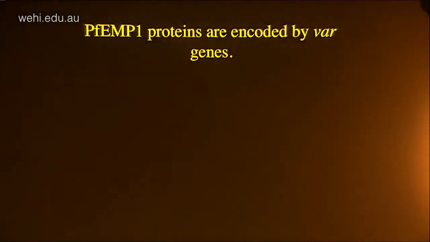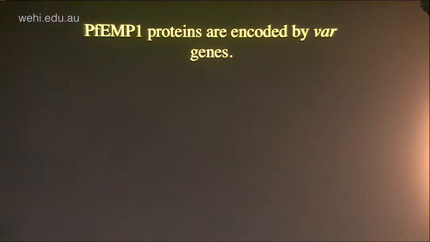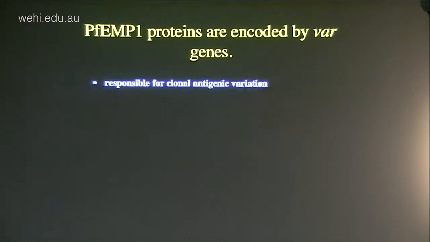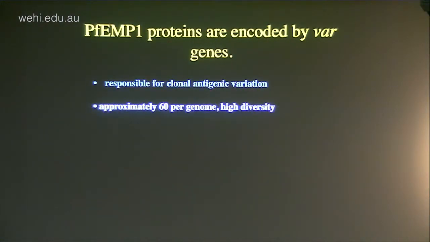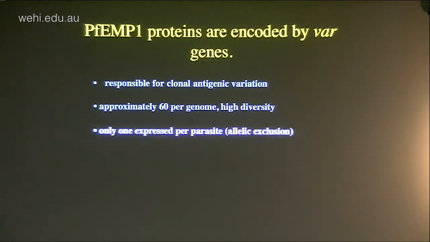So PFMP1 proteins are encoded by VAR genes, VAR for variable. Variable because they're hugely variable. The 60 are really quite distinct, but within the malaria population throughout the world, there's a huge amount of diversity in this particular gene family, and the parasite has mechanisms to generate this massive amount of diversity. This protein family and the gene family that encodes it are responsible for clonal antigenic variation, for evading the host immune responses. There's approximately 60 genes per genome. So every Plasmodium falciparum parasite has 60 VAR genes that encode 60 different PFMP1 types. As I said, a huge amount of diversity within a single genome, but also much more within the population.